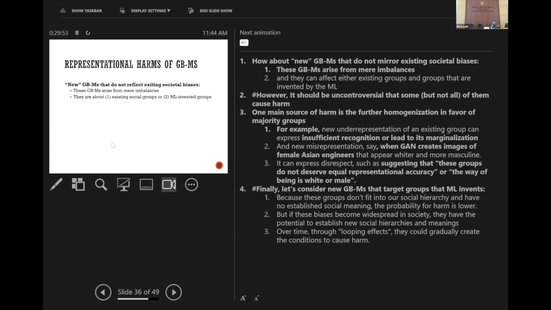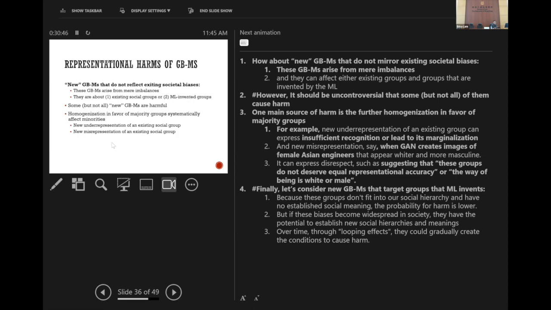How about the new GBMs that do not mirror existing societal biases? These GBMs typically arise from mere imbalances in the data, and they can affect either already existing social groups or machine learning invented social groups. But here, I think it should be relatively uncontroversial that some, but not all of them, can cause harm, right? One of the major sources of harm is this further homogenization in favor of majority groups. For example, the new underrepresentation of an existing group can express insufficient recognition and lead to their marginalization.